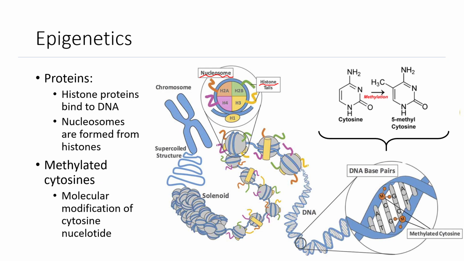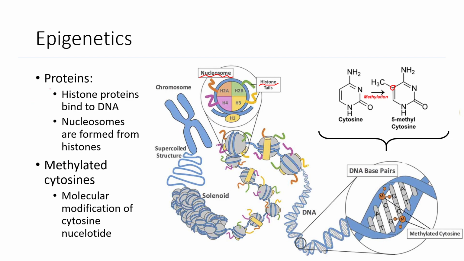Methylated cytosines are an actual modification that occurred to the cytosine nucleotide. Here we can see a regular cytosine, this is what the cytosine nitrogenous base looks like normally, and this carbon gets a methyl group added, and so this is a methylated cytosine. And this methylation only happens to cytosines. This is a frequent epigenetic mark that contains a lot of information, but we'll talk a bit more about this later.